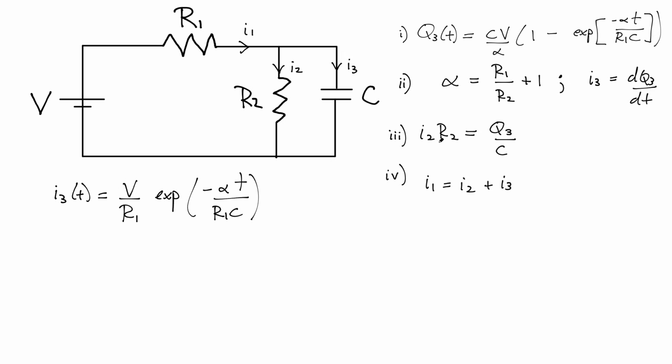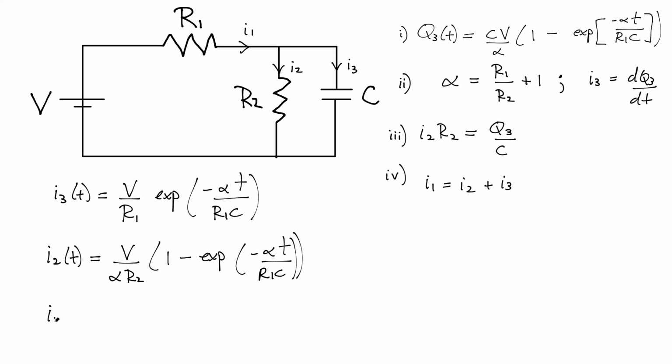All right. The current I2 down the center branch is simply related to the charge Q3. So you can right away write an expression for I2. It's simply going to be that identical expression over there. We're going to have V divided by, you notice the capacitances are going to cancel out here, so you're going to have V over alpha R2, multiplied times 1 minus the exponential of the same term, minus alpha t divided by R1C.